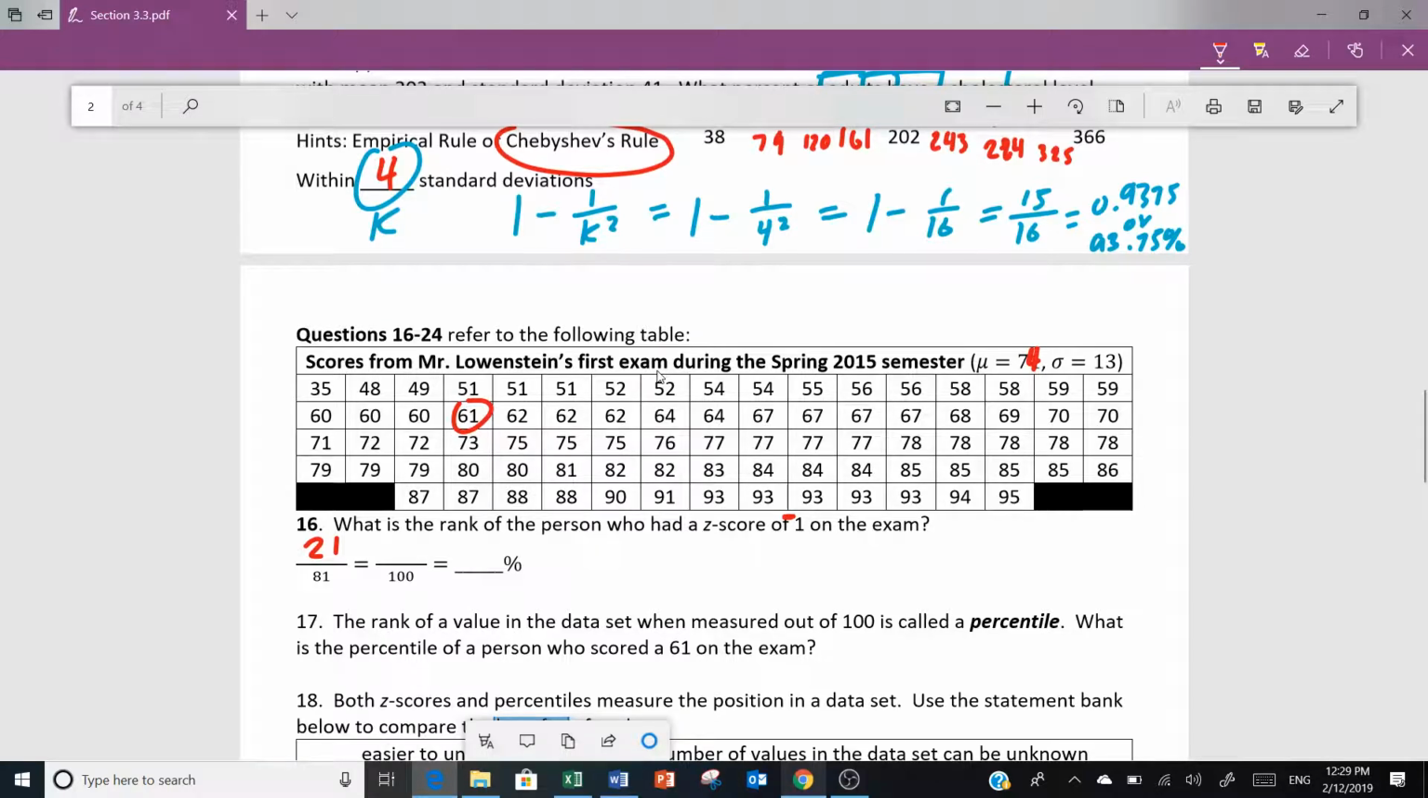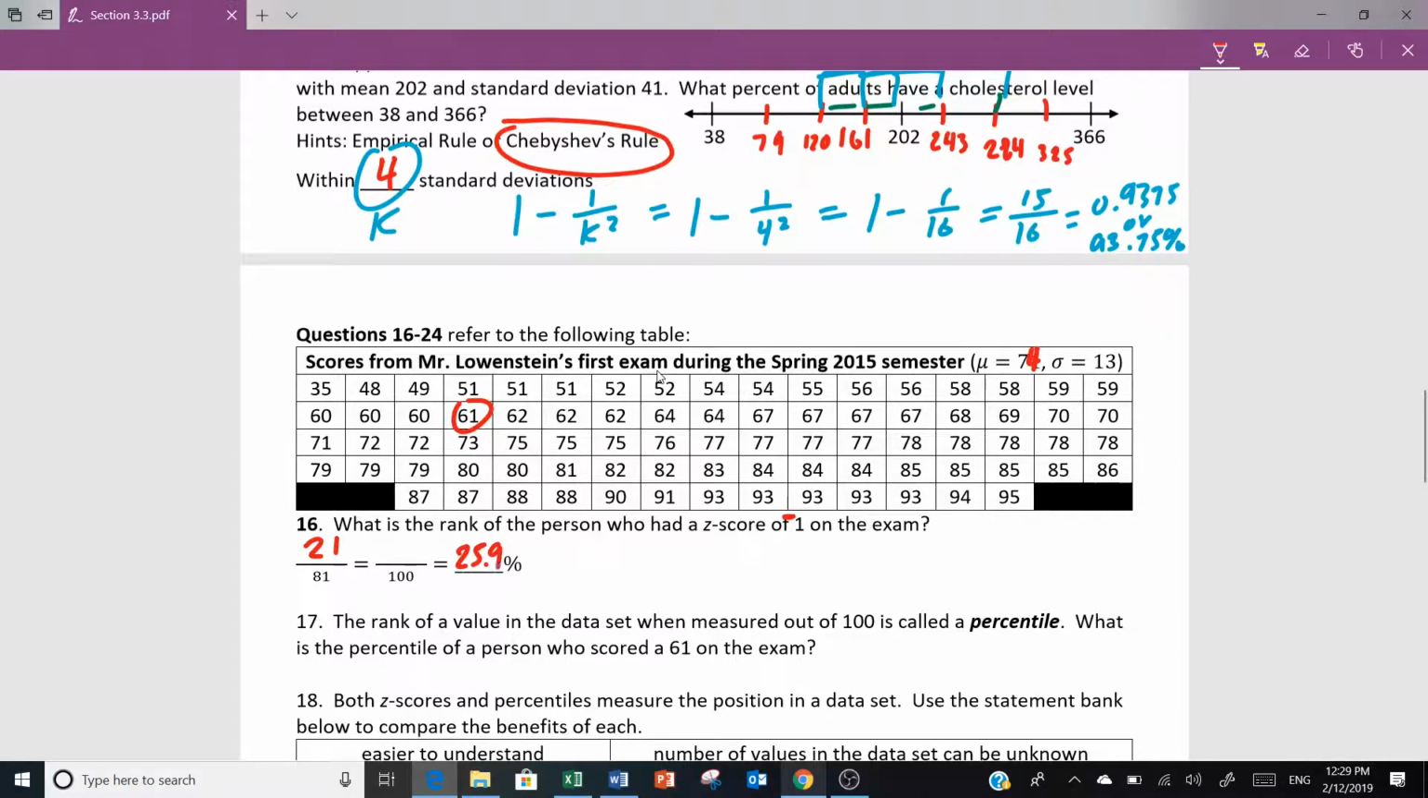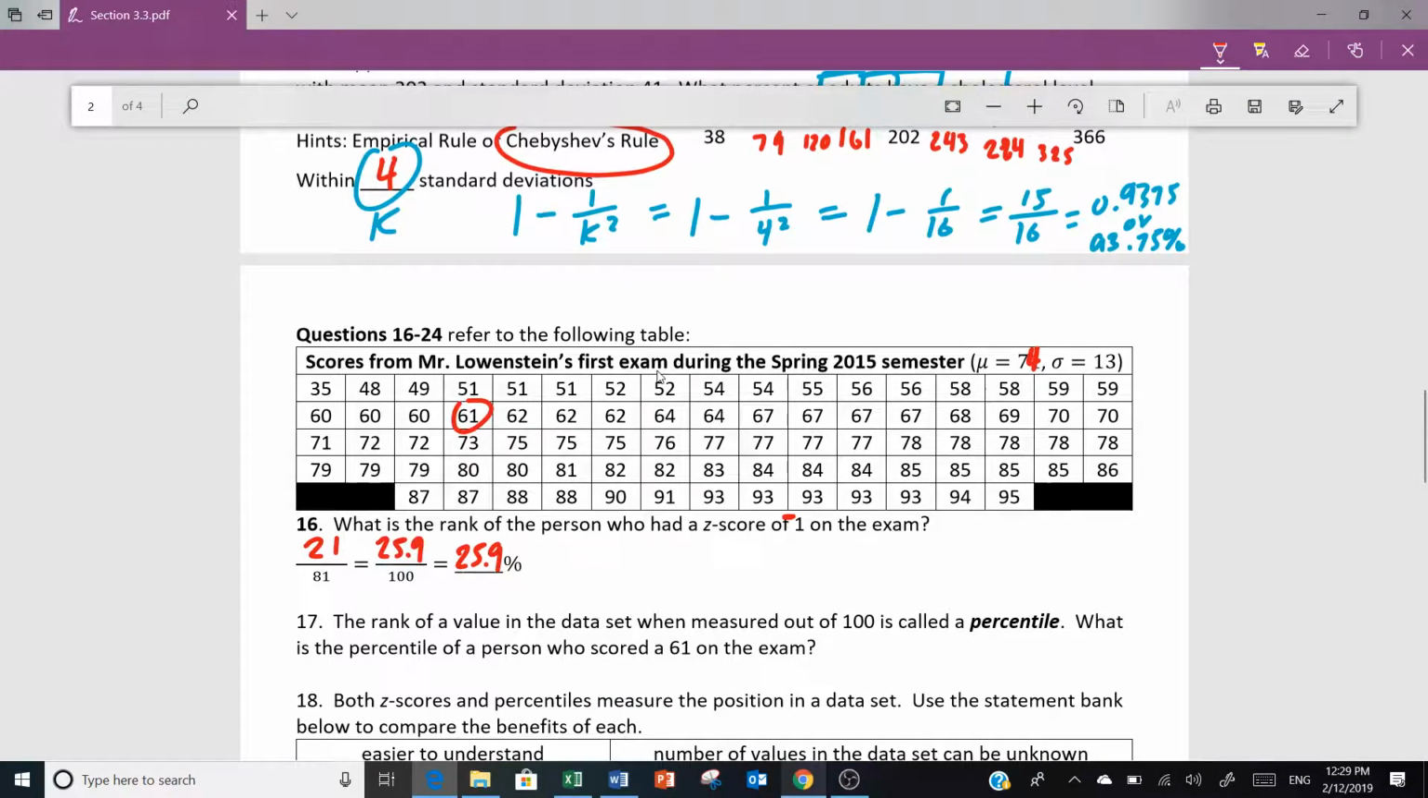And if you divide 21 divided by 81, you end up with 25.9%. And because it's 25.9%, that's the same thing as 25.9 out of 100. This will make more sense in a second. The definition of a percent is out of 100. When you say 60%, you mean 60 out of 100. Percent always means out of 100. So 25.9% means 25.9 out of 100.